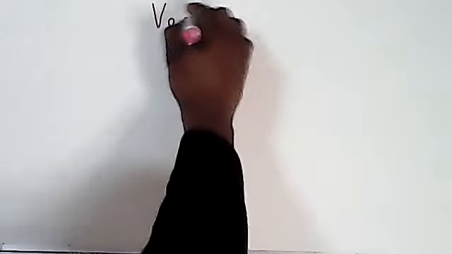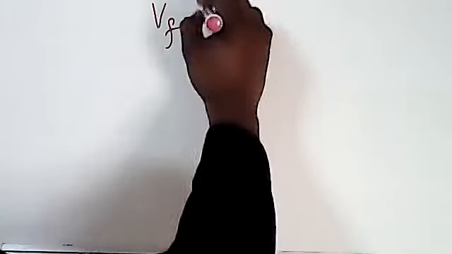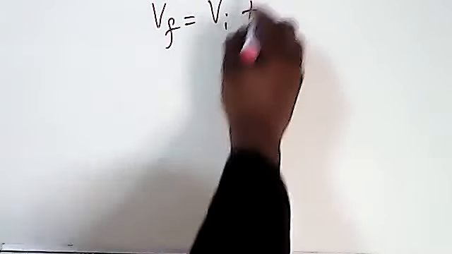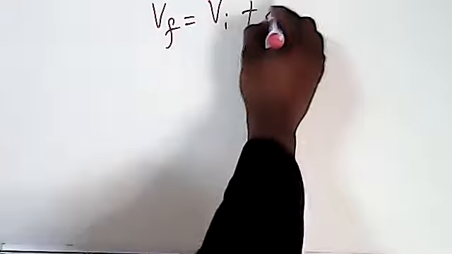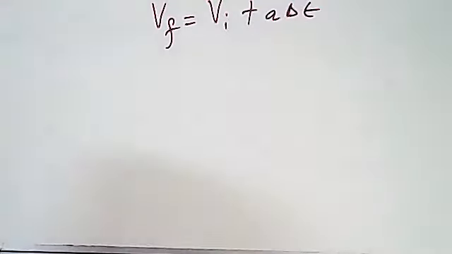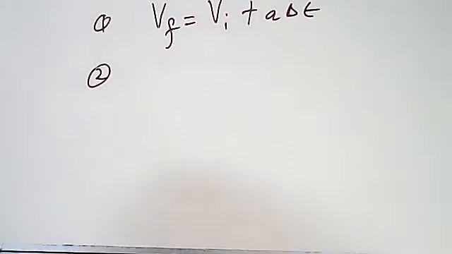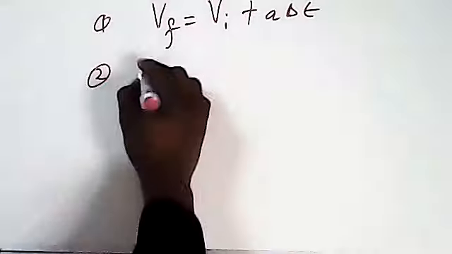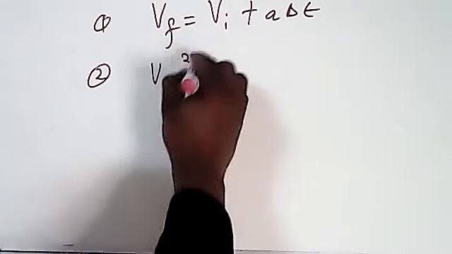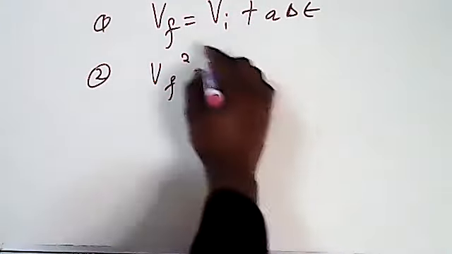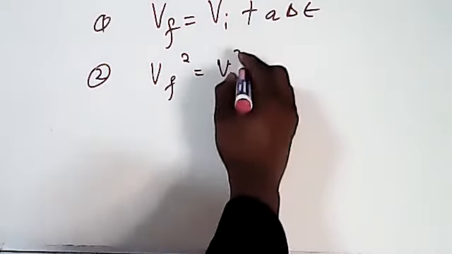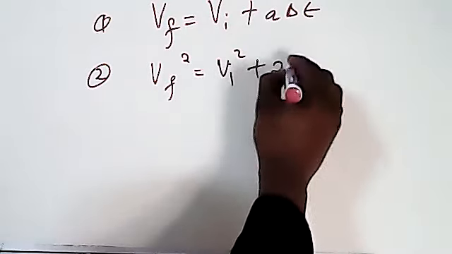The first one says that to calculate the final velocity, it is given by the initial velocity plus the acceleration multiplied by the change in time, right? That is the first one. The second one says that if you want to calculate the final velocity again, that will be given by the final velocity squared equals the initial velocity squared plus 2 times the acceleration and the change in displacement.